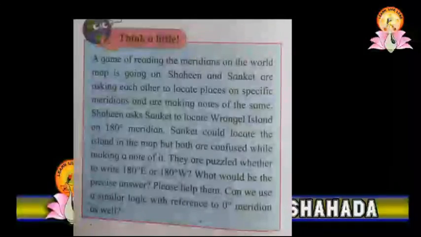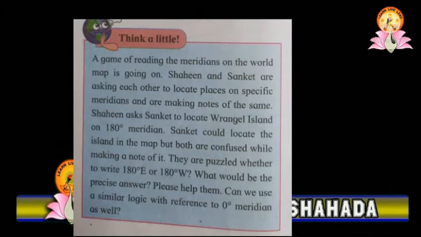So here is the homework for you students. A game of reading the meridians on the world map is going on. Shaheen and Sanket are asking each other to locate places on a specific meridian and are making notes of the same. Shaheen asked Sanket to locate Vrange Island on the 180 meridian. Sanket could locate the island on the map, but both are confused while making a note of it. They are puzzled whether to write 180 degree east or 180 degree west. What would be the answer?